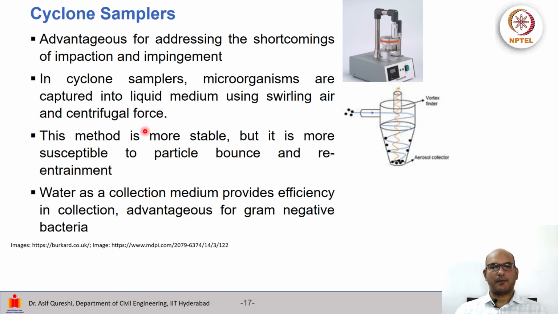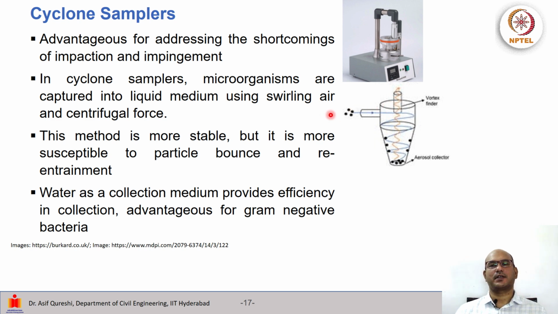The next type of samplers are the cyclone samplers. They are advantageous in that they address some of the shortcomings of impaction and impingement. In cyclone samplers, microorganisms are captured into sometimes liquid medium using swirling air and centrifugal force. So this is how such a sampler may look, and this is our conceptual diagram.